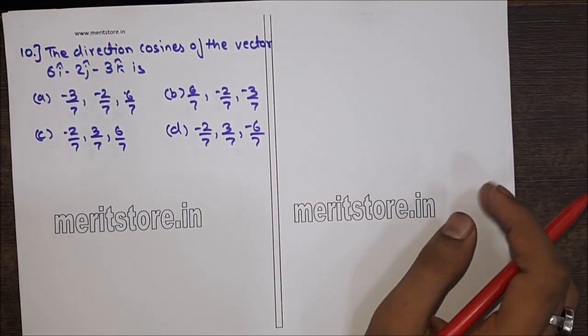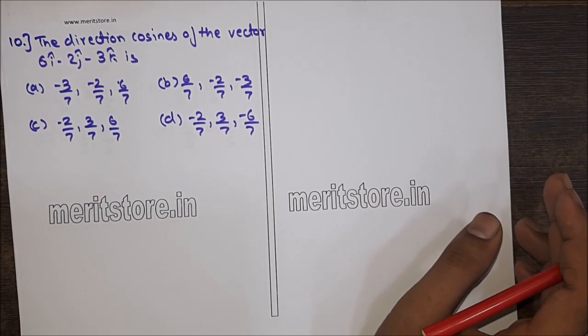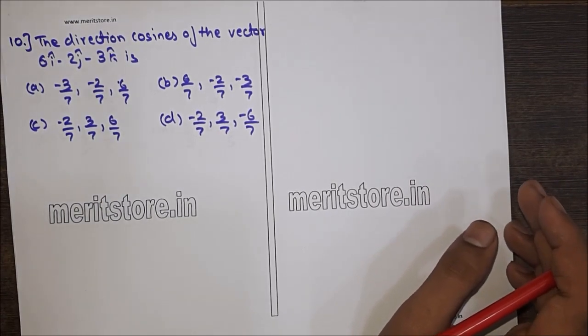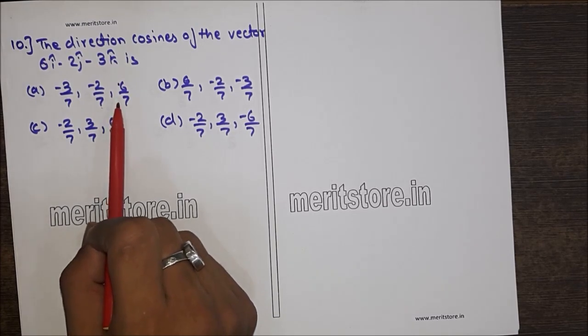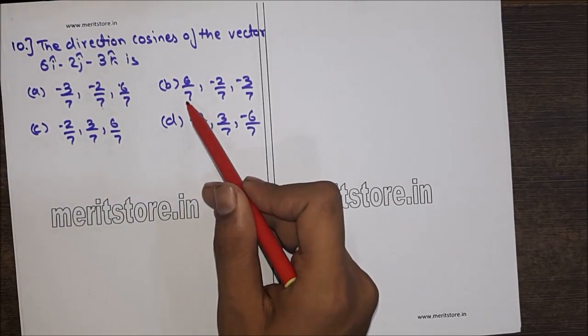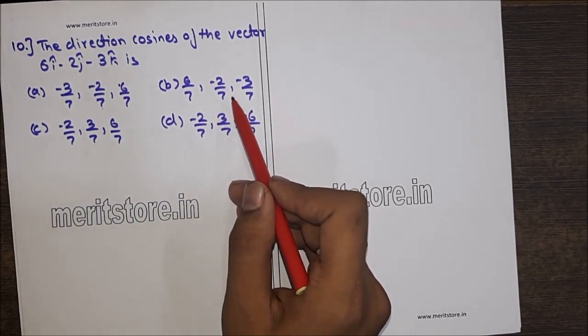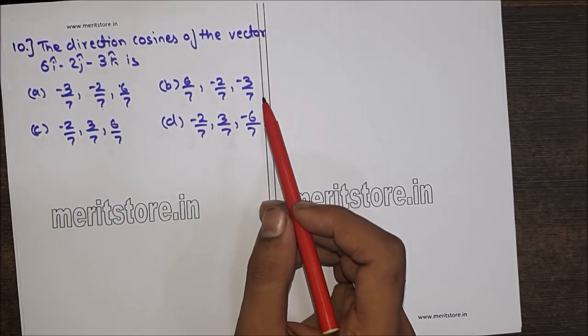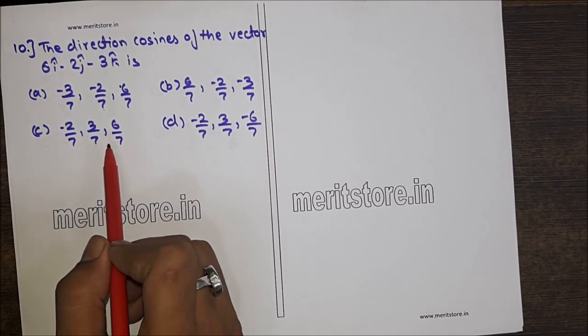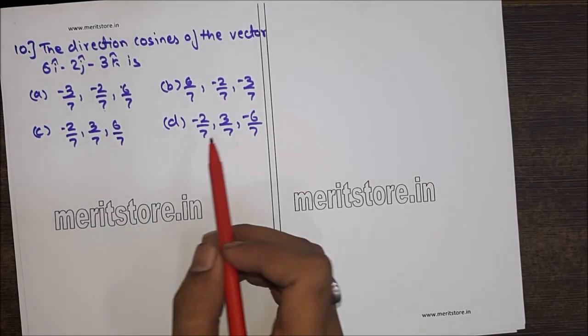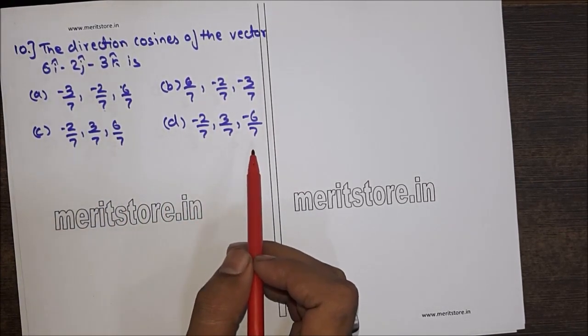Question number 10. The direction cosines of the vector 6i minus 2j minus 3k are: option A minus 3 by 7, minus 2 by 7, 6 by 7; option B 6 by 7, minus 2 by 7, minus 3 by 7; option C minus 2 by 7, 3 by 7, 6 by 7; option D minus 2 by 7, 3 by 7, minus 6 by 7.